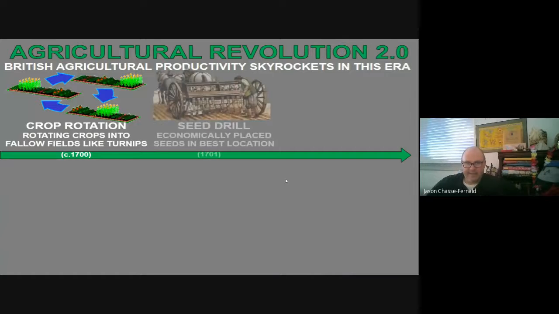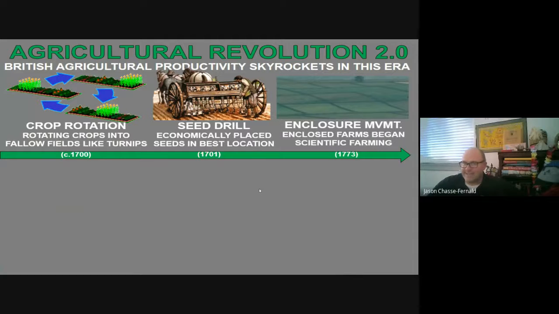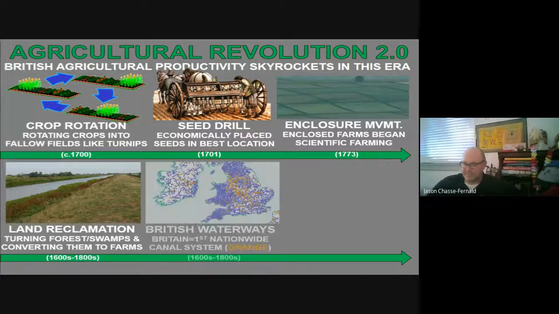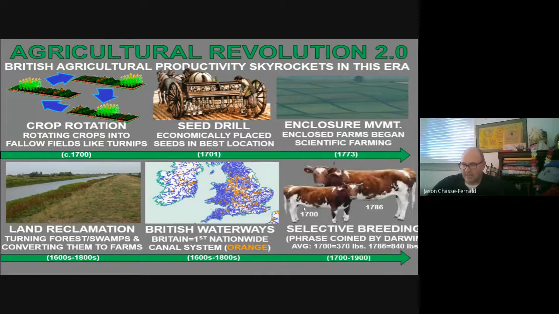All right. And of course, when we talk about the agricultural innovations that take place in England, crop rotations, Jethro Tull and the seed drill, the enclosure movement is an agricultural innovation. It's also private property rights. Land reclamation taking place, right? Irrigation, in addition to these canals as well. And of course, the selective breeding.